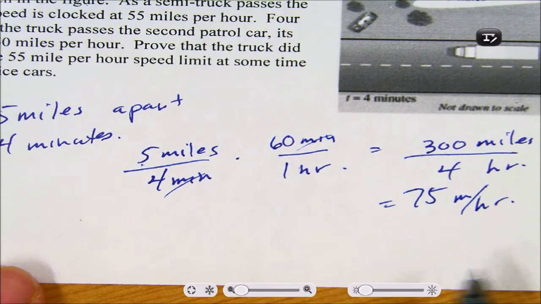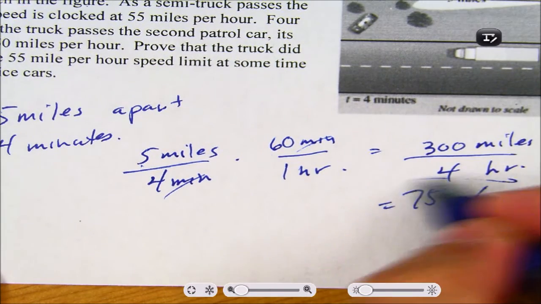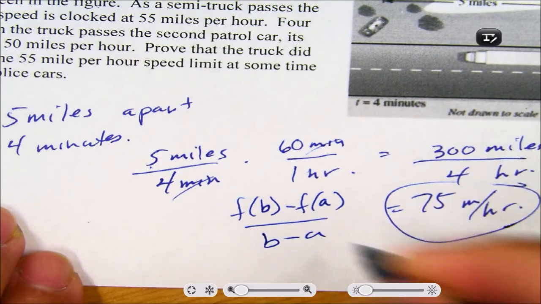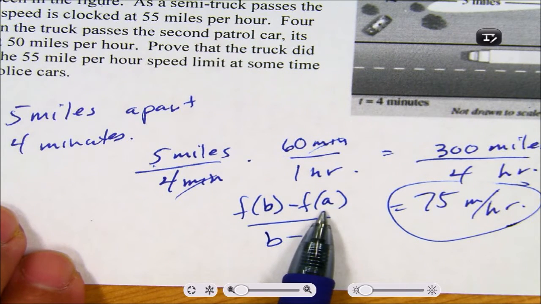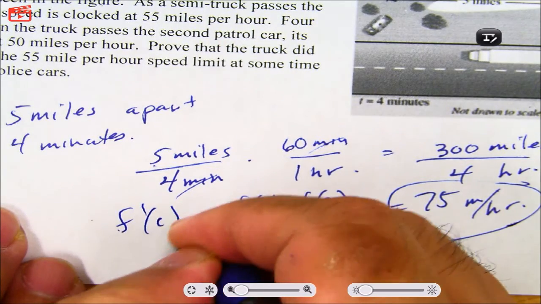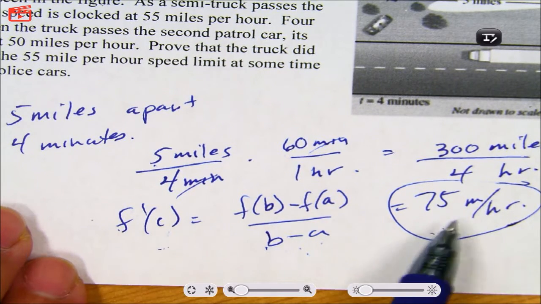So this is the slope of the secant line. This is the f of b minus f of a over b minus a part. Do you understand that? What I just found is equivalent to f of b minus f of a over b minus a. The f of b minus f of a is the miles, b minus a is the minutes. So now we're saying that at some point on that interval, he had to be going 75 miles per hour. So, by the mean value theorem, you have proven that he had to be going 75 at some point.